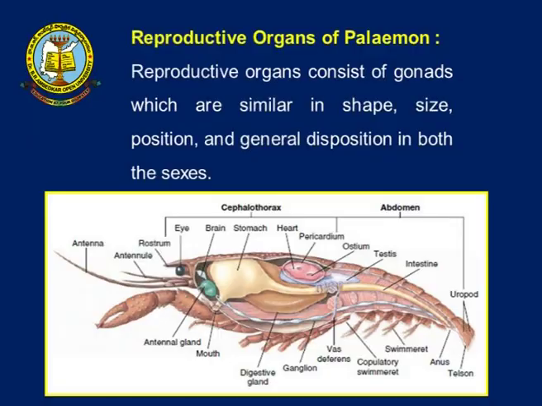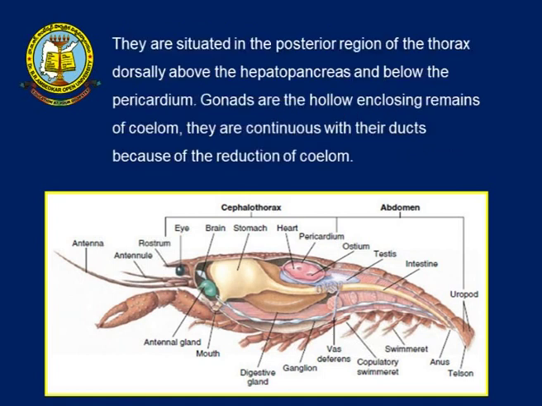Coming to the reproductive organs of Palaemon. What are the reproductive organs over here? The reproductive organ consists of gonads, which are similar in shape, size, position, and general disposition in both the male and the female prawns. The gonads are situated in the posterior region of the thorax. If you look at the posterior region of the thorax, there is a body cavity, and you find the gonads present there.